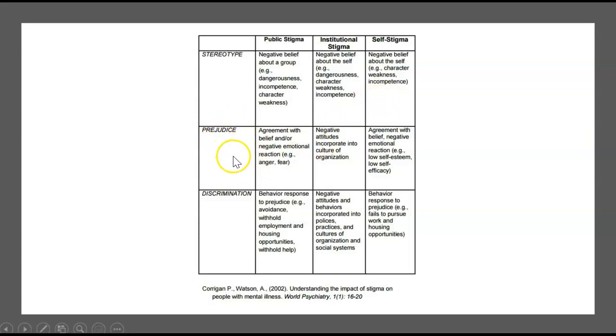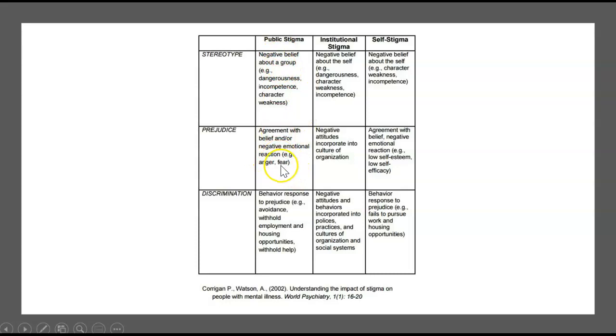Prejudice is a specific set of attitudes, and in some cases, with my social psych background, we sometimes talk about prejudice as a negative attitude, so a negative feeling. And Corrigan and Watson, they talk about it as agreement with a belief and or a negative emotional reaction. And they're combining a couple of things there.